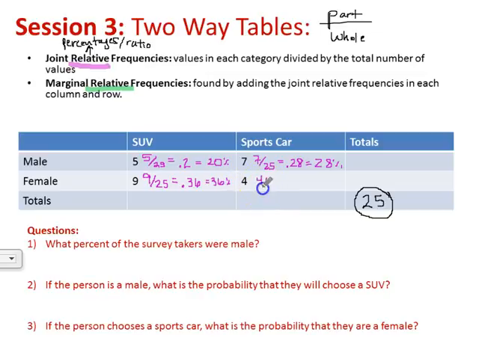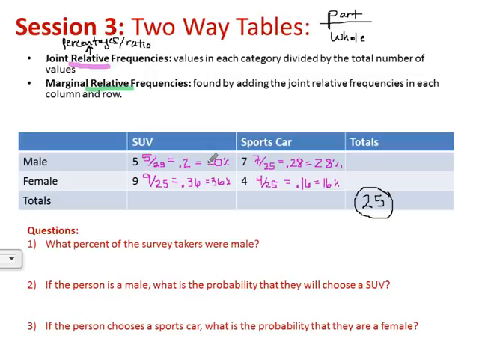Same thing here, 4 divided by 25. 4 divided by 25 is 0.16, which is 16%. So these are our joint relative frequencies. We found our joint relative frequencies as a ratio, a decimal, and a percentage. Now we're ready to do the same thing to find our marginal relative frequencies.